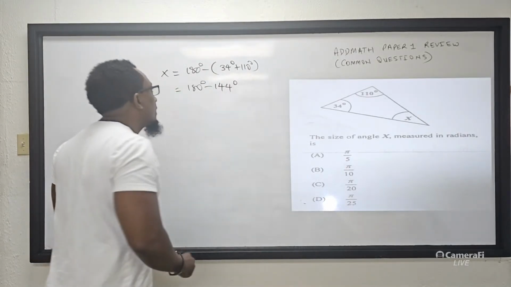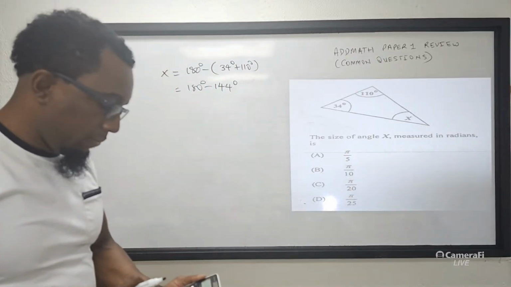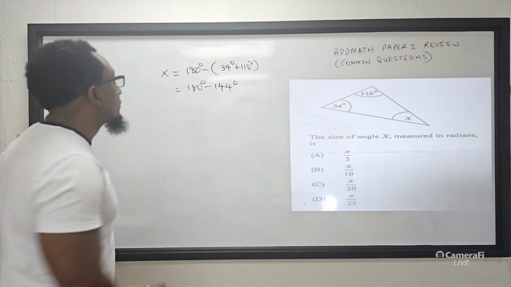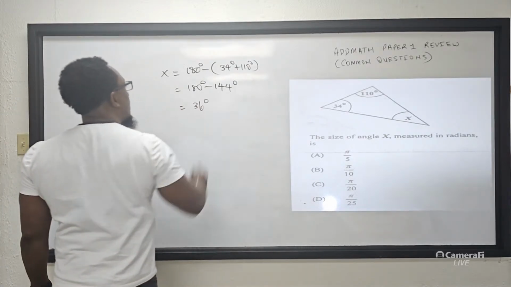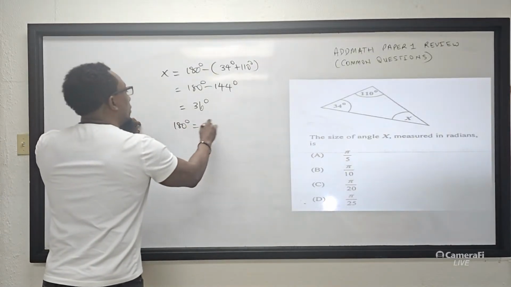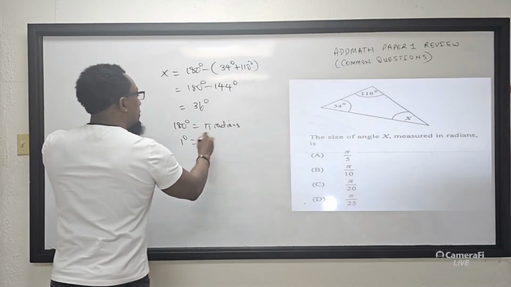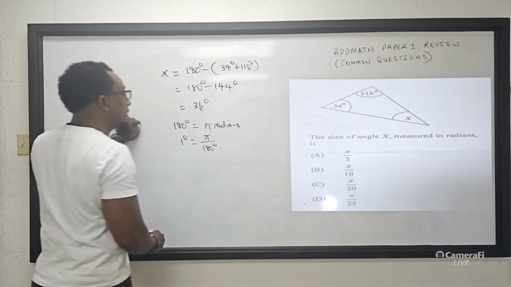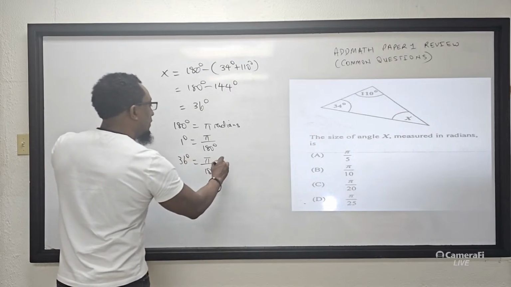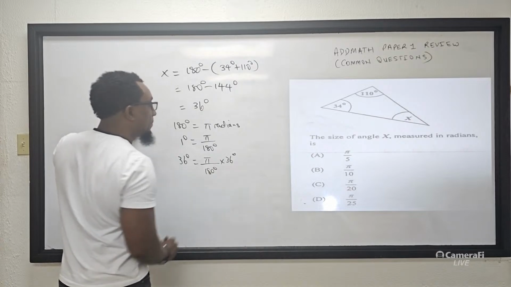144. And when we subtract 144 from 180, we're going to get 36. Yeah? So let's convert 36 degrees into radians. We know 180 degrees is always pi radians. So 1 degree is pi over 180, and therefore 36 degrees is pi over 180 times 36, which will then simplify to what?